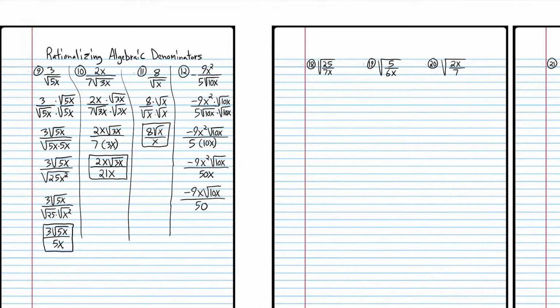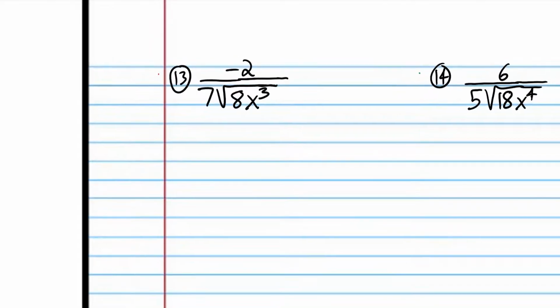Okay, on to the next problem. So this problem is a little different because there's perfect square factors down here. So we have two problems. One problem is we have a root in the denominator, and another problem is that we have a perfect square factor inside the root. So we're going to have to take care of both of those problems.